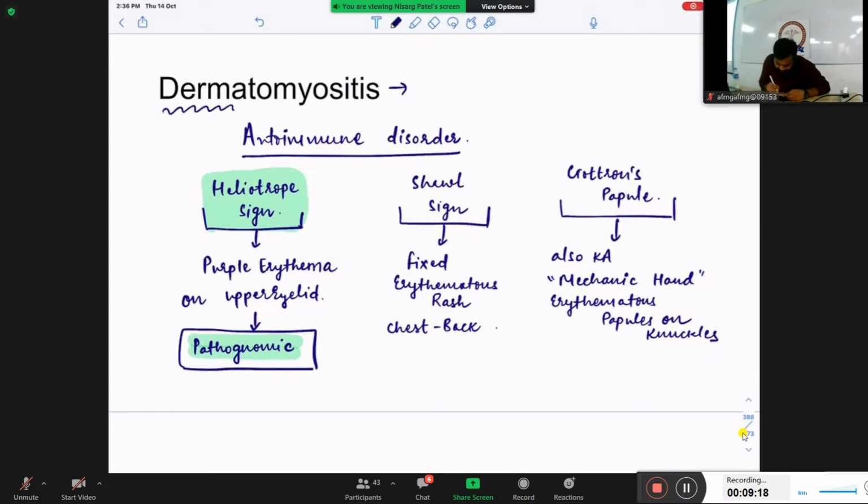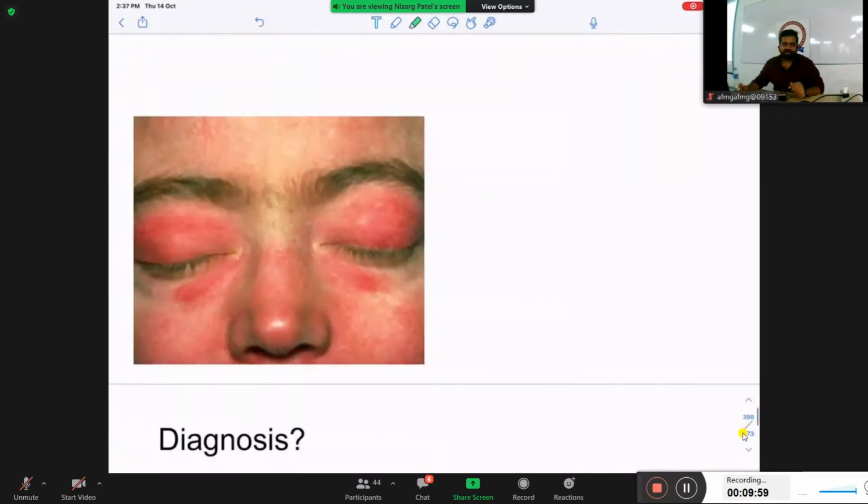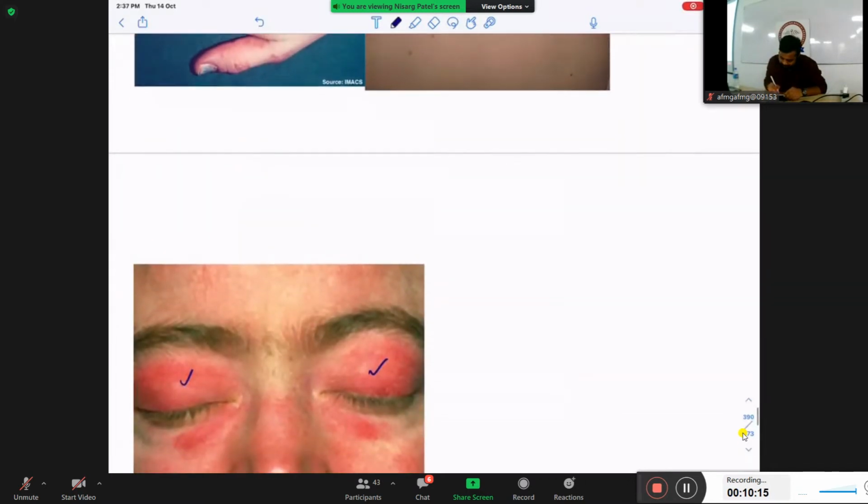As you can see, what is the pathology here? Dermato and myositis. So skin plus muscle involved. The patient will have anti-Jo1 antibody. Anti-Jo1 antibody can be helpful in the diagnosis. So let's see these signs. First of all, see this heliotrope sign. So what we wrote, this is a pathognomonic sign of dermatomyositis. In dermatomyositis, you will look for the red erythematous rash of the upper eyelid. This is the heliotrope rash.